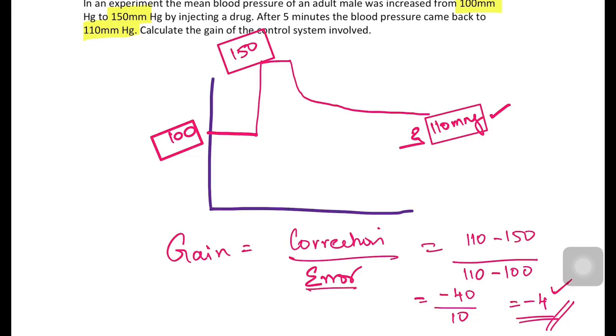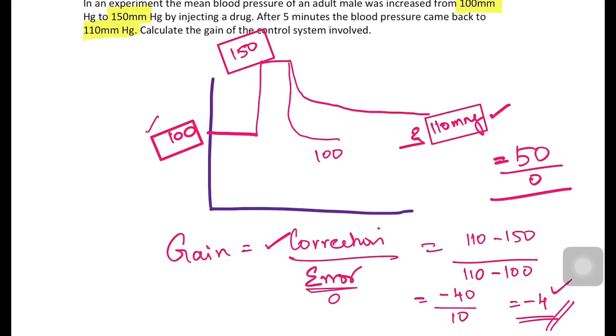What if there is no error? If the error is 0, whatever the change, the correction has completely undone it. For example, in this experiment, let's say it went to 150 and it came back to 100 itself. So in this situation, correction would be, let's say, 50, and the error would be 0. If the error is 0, then the answer becomes infinity. Yes, if a control system is completely error free, then the gain value is going to be minus infinity.